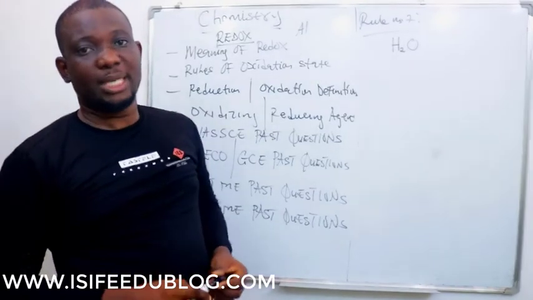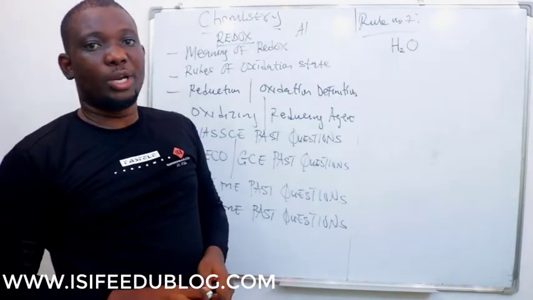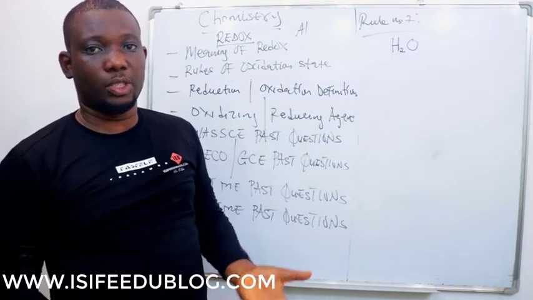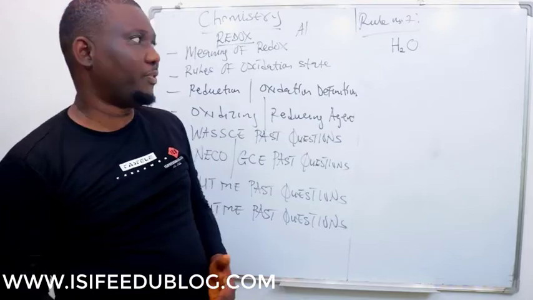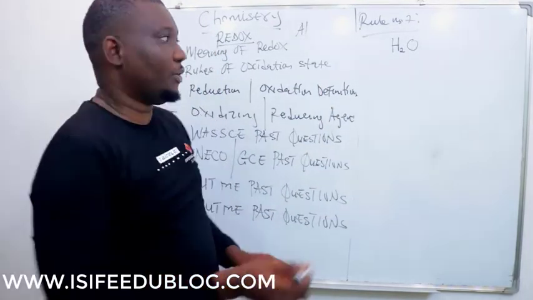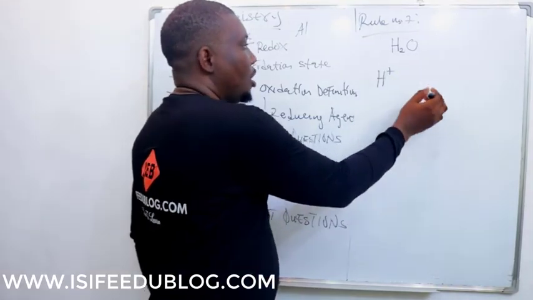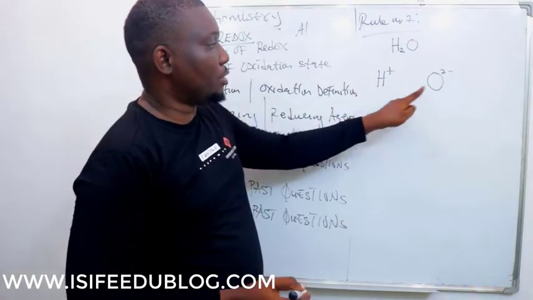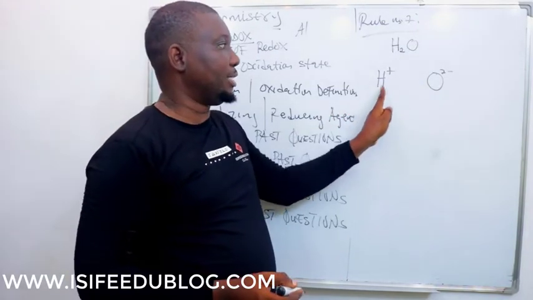That is rule number 7. That is the last rule. So whenever you see a neutral compound, the sum of everything in the compound is equal to 0. How do we do that? We must first of all know that the oxidation state of hydrogen is +1. So if hydrogen is +1, oxygen is -2. Before these two are combined to form a compound, the sum of the charges here will be 0.